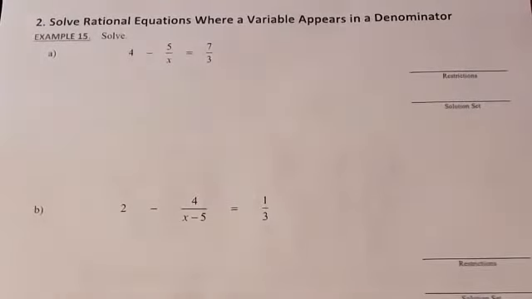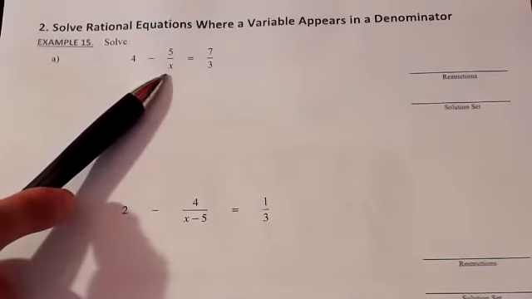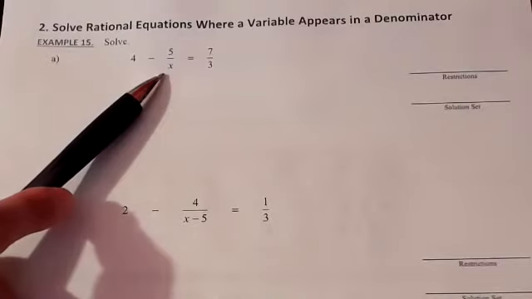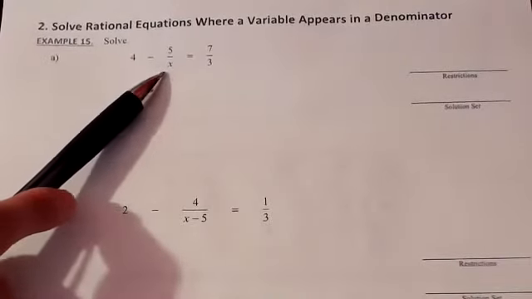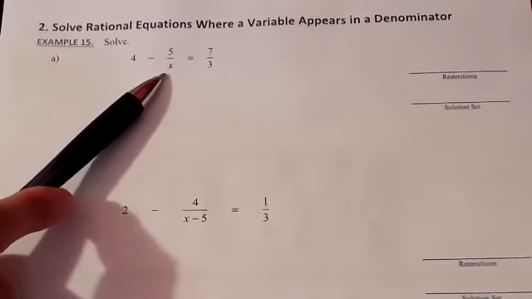Okay. The very first thing I want us to do is carefully look at this particular equation. We now have an equation: 4 minus 5 over x is equal to 7 over 3. Out of curiosity, what number can x not be? Just by looking at this, what can x not be? What number is this not allowed to be?